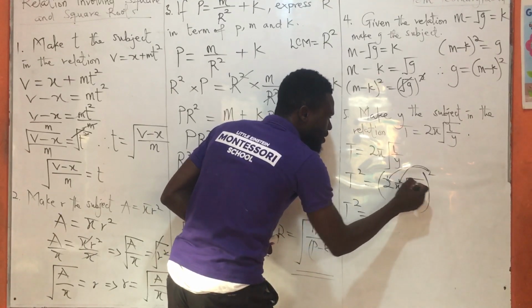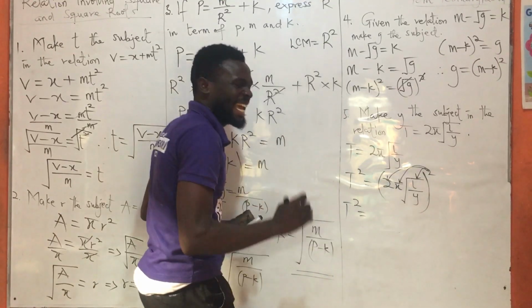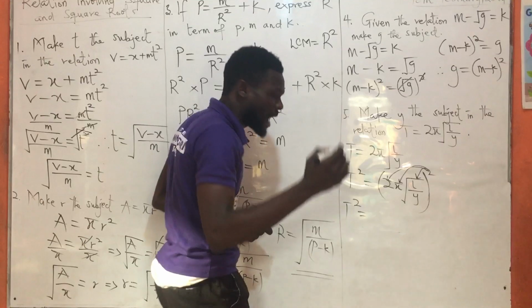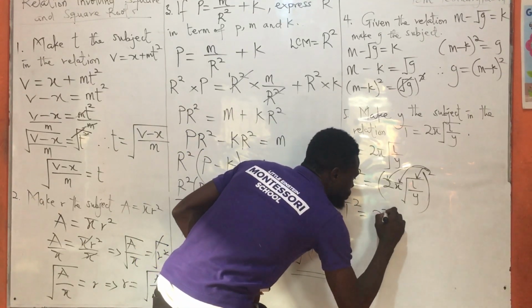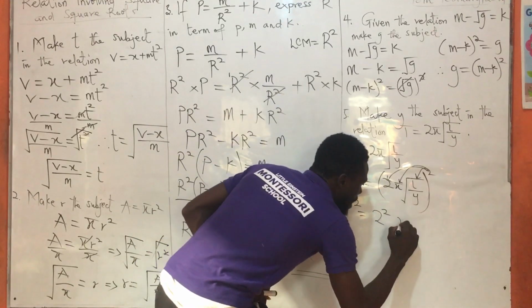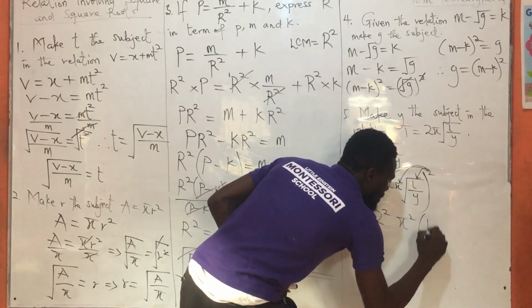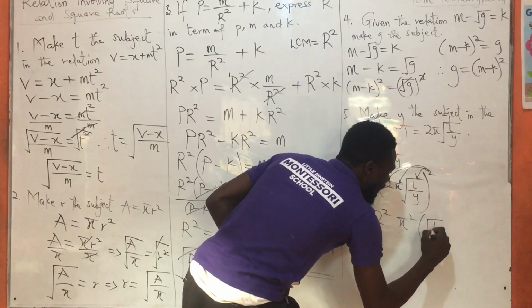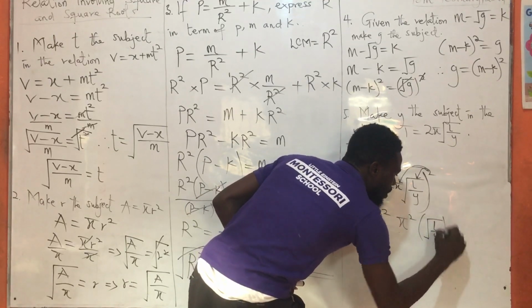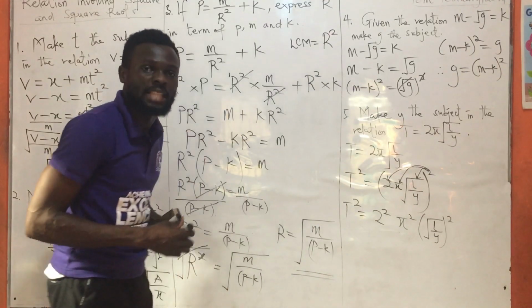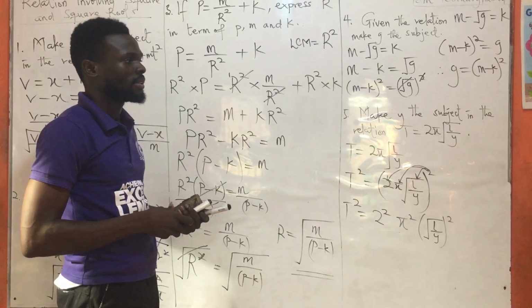the square is also for this, the square is also for this, it simply implies or means that you have 2 raised to the power 2, pi raised to the power 2, then the square root of L over y also raised to the power 2. That is the meaning of the expression.